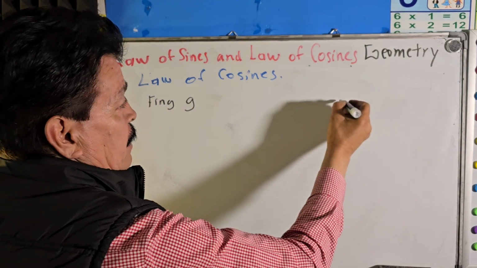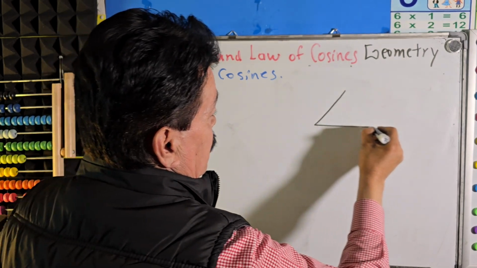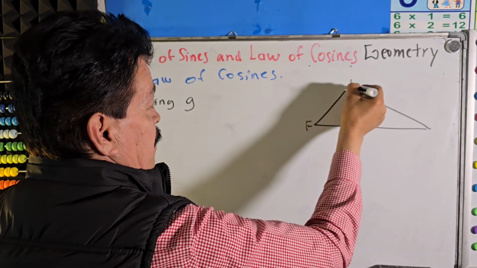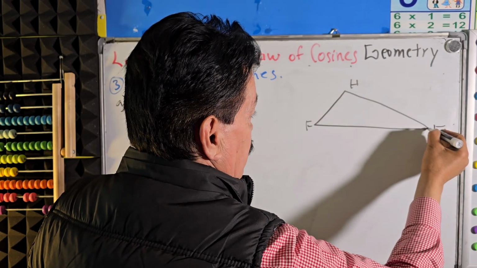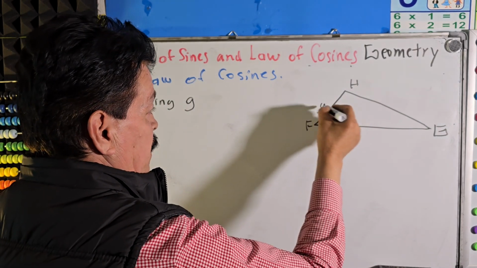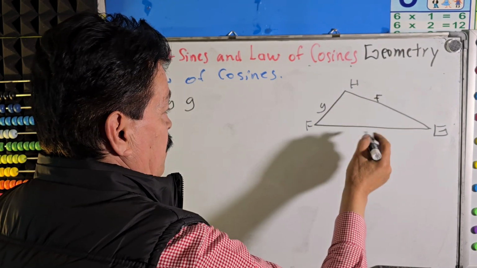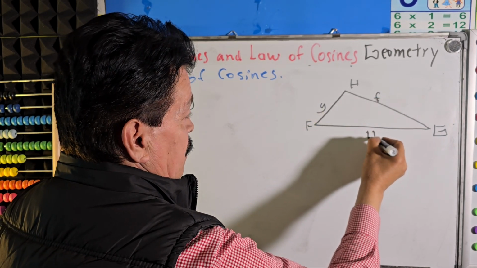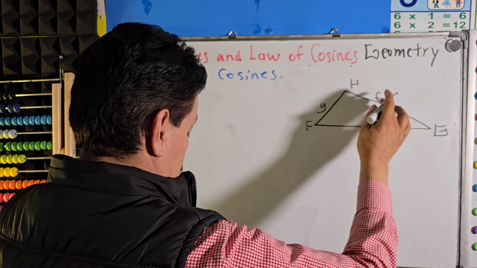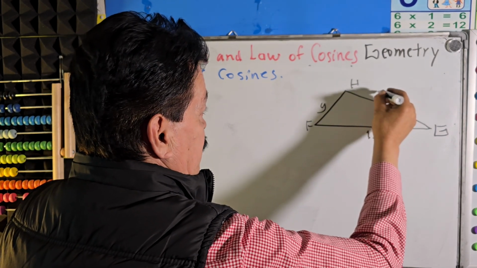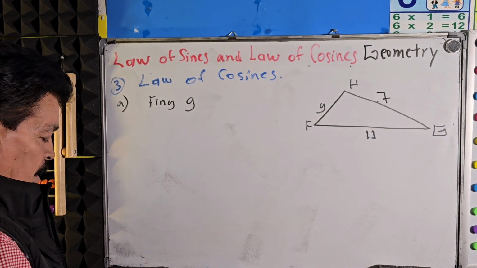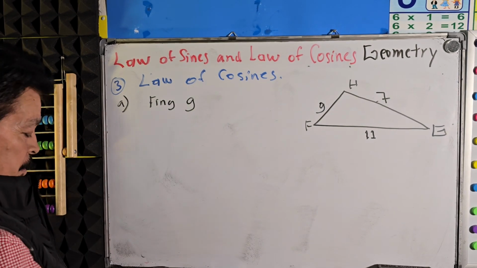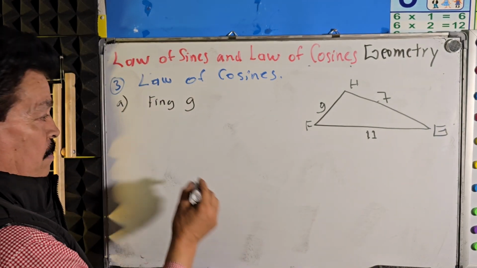So we have this triangle here. Okay, we have F, H, and G. Then G right here, F, and then we have 11 right here. And for F, let me write 7 right here. You have that information there. So remember, cosines.